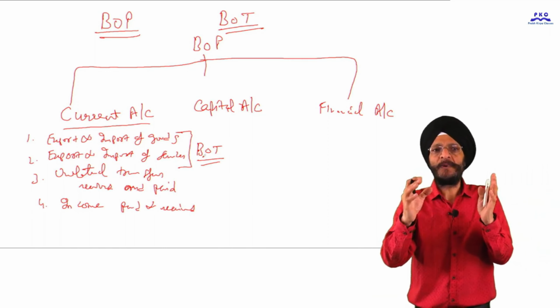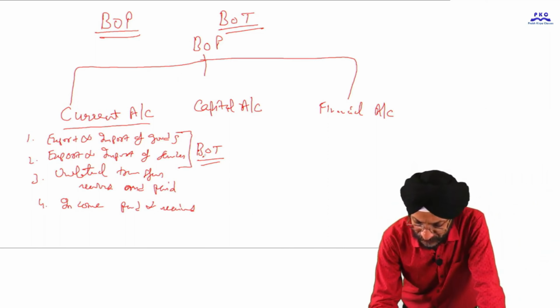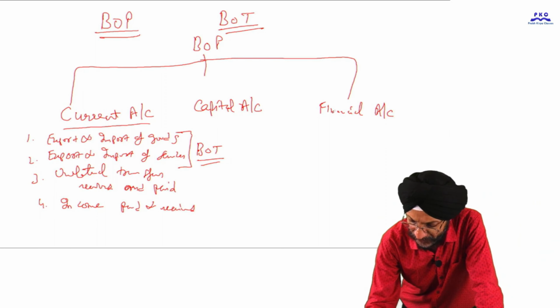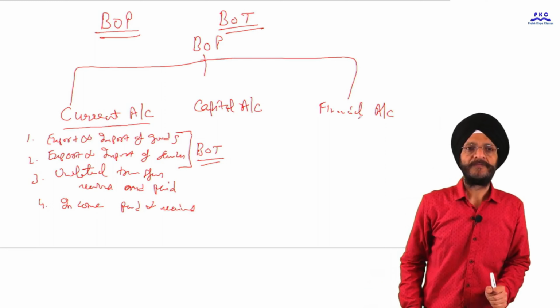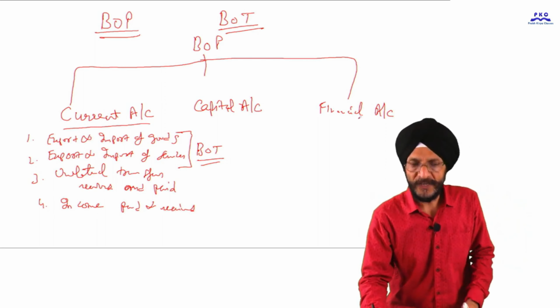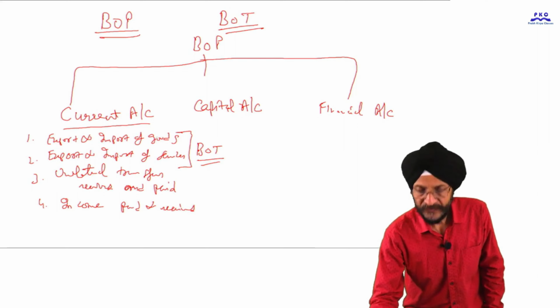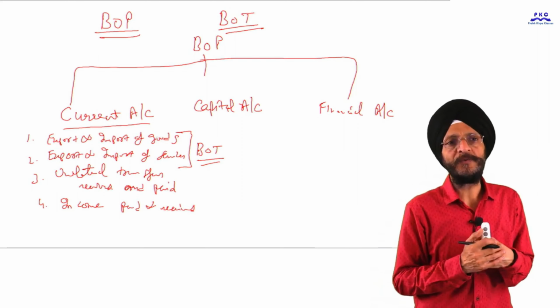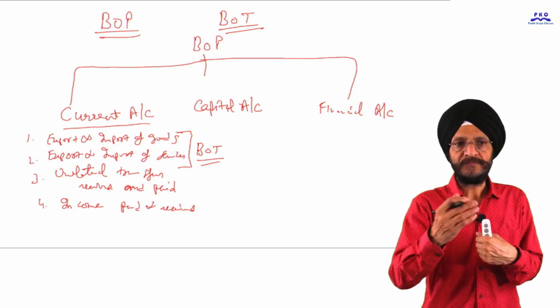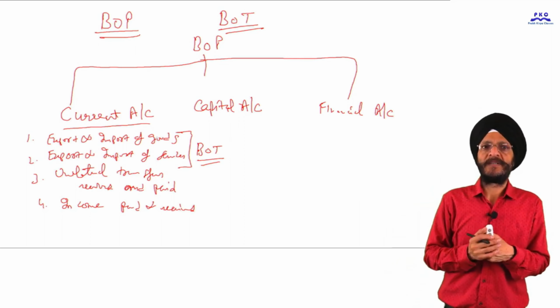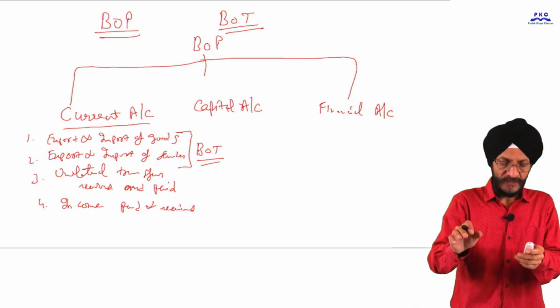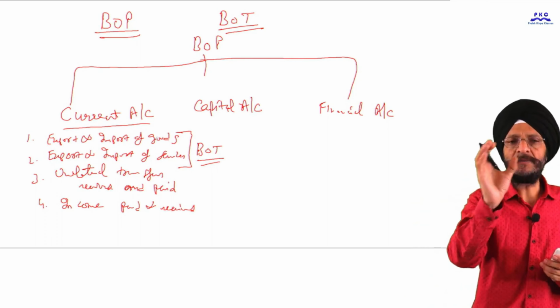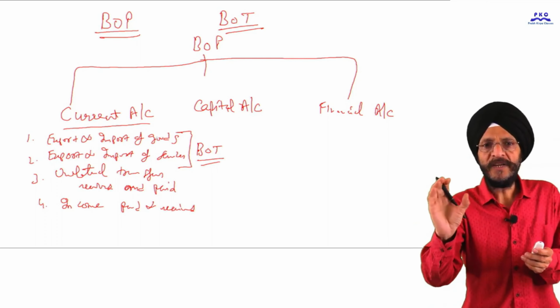Further, balance of payment has three components: current account, capital account, and financial account, whereas balance of trade is only a sub-component of balance of payment. We will discuss each of the differences between BOP and BOT in detail.